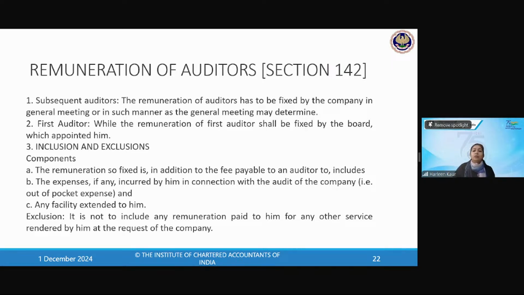However, you will not include the remuneration paid to him for any other service at the request of the company. So for tax audit, if you're paying, that is not included as a part of remuneration. So for the audit, his food, drink, expenses, fuel and everything that he is spending from his pockets needs to be paid. And for any other services like tax audit, separate amounts need to be paid to him.